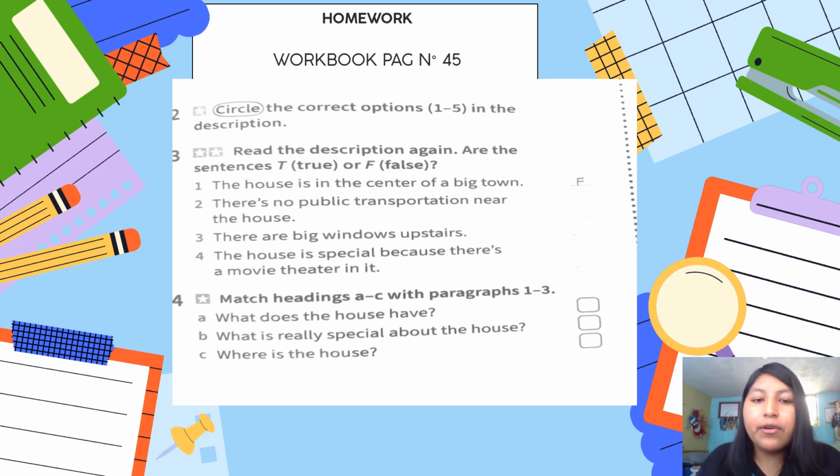Now, number 4, match the headings with paragraphs 1 to 3. What does the house have? Let's find the information in the paragraph. What is really special about the house? Let's find this information in the paragraphs in the reading and write 1, 2, 3 according to where it is. Okay?